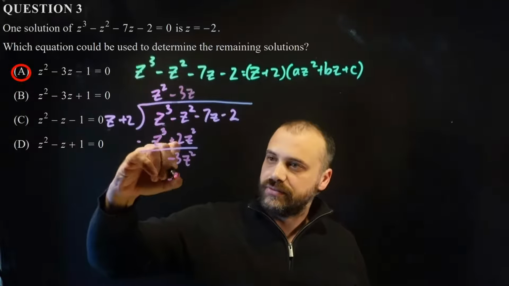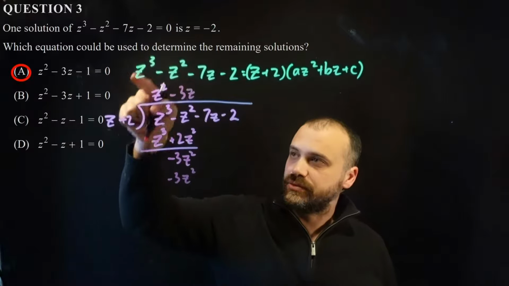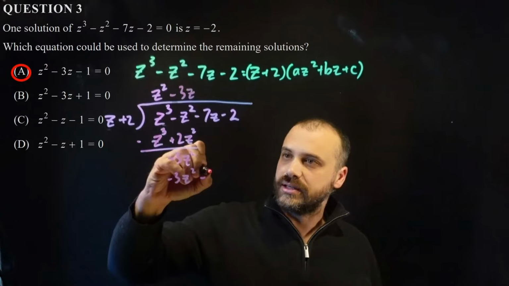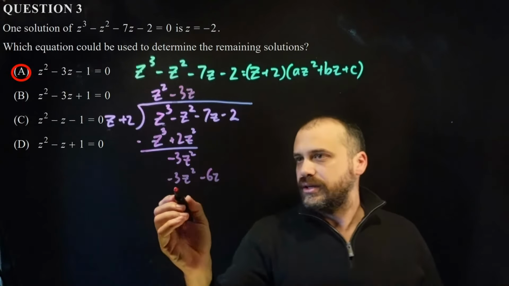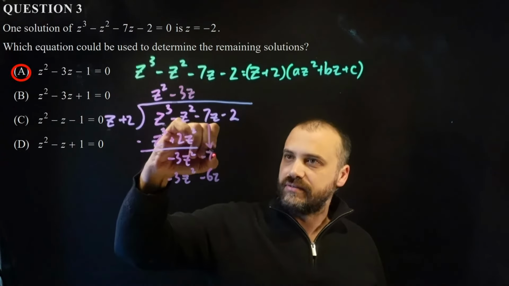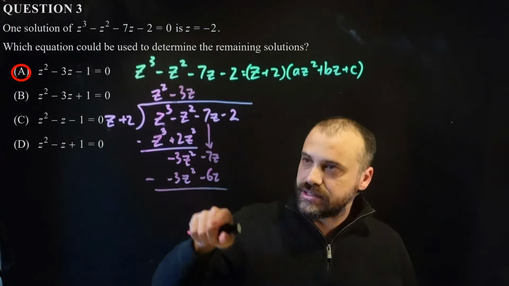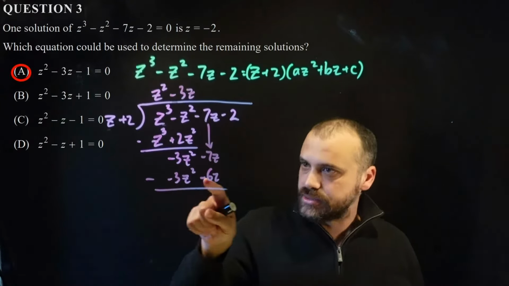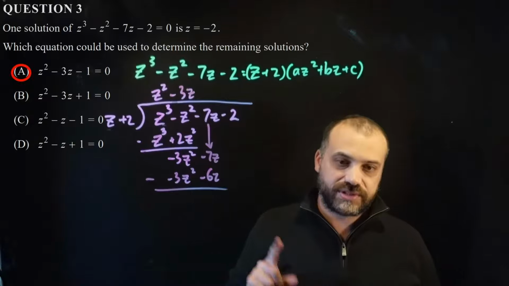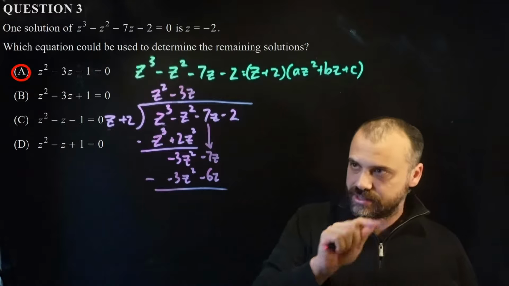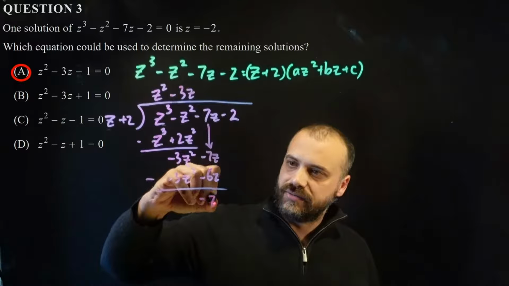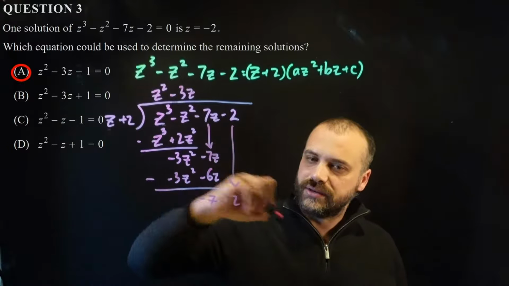-3z times z is -3z squared. -3z times 2 is -6z. Okay, and we can kind of bring that -7z down now. Subtract one from the other. If you've done it correctly, these will cancel out. -7z minus -6z, so -7z plus 6z gives us -z. Bring this one down, -2.